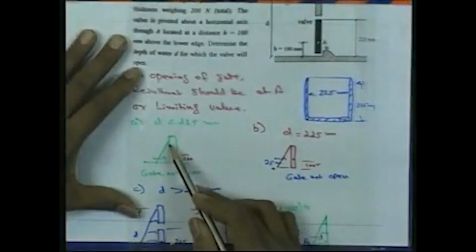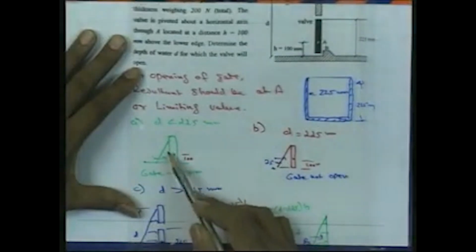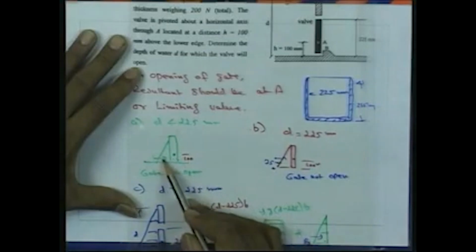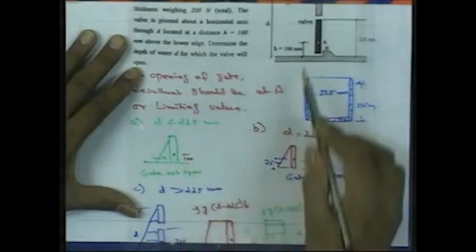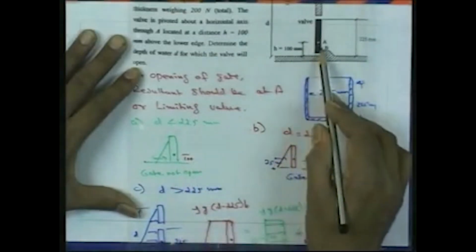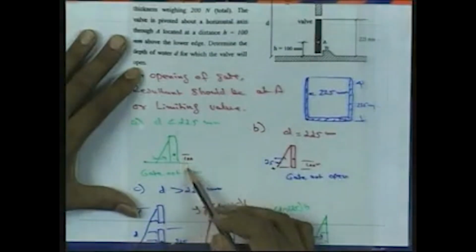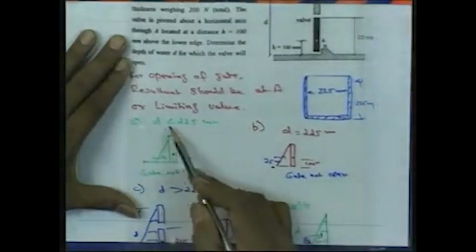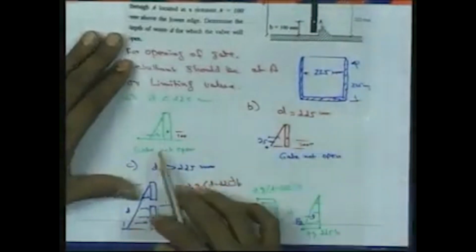You can see, when I draw the resultant force or pressure distribution diagram here, this resultant force will act below the 100 millimeter, which is the height of the valve hinge we are considering. When it is less than 100, it will not open. So, in the first case, when D, the depth of the water column on the upstream, is less than the downstream depth of 225 millimeter, the gate will not open.